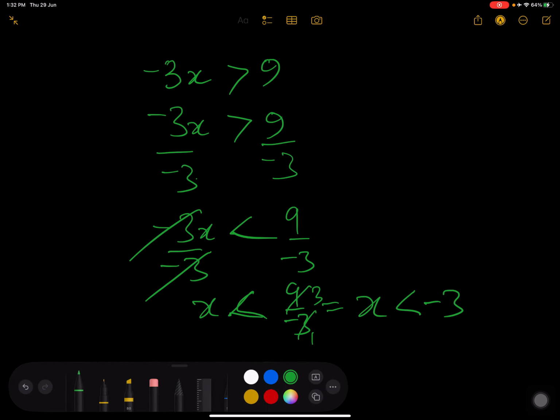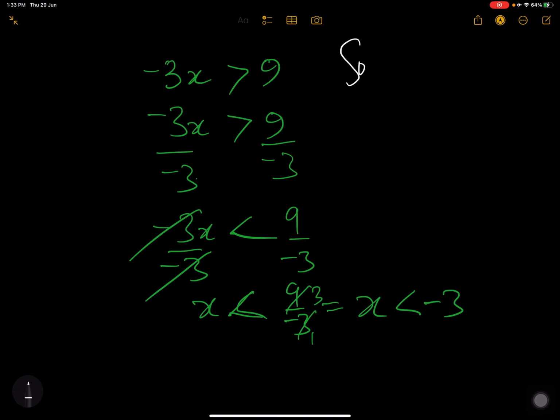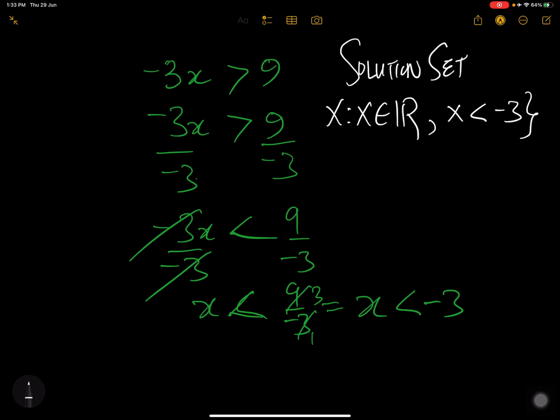And if you are asked to find the solution set, then it's going to be x such that x belongs to all real numbers. Remember, every number is a real number, and x is less than negative 3. This is called a solution set.